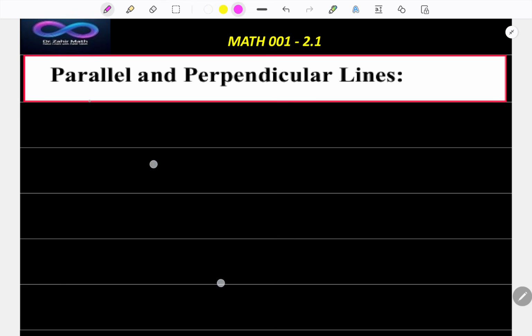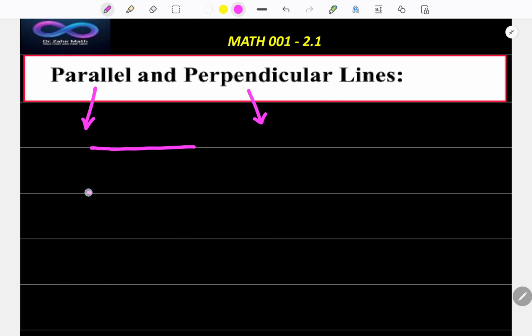What do you mean by parallel? In Arabic, you call it muwazi. Perpendicular, you call it in Arabic, amudi. My pronunciation is not correct. Please forgive me. Right. Muwazi and amudi. Parallel and perpendicular lines. What do you mean by parallel?